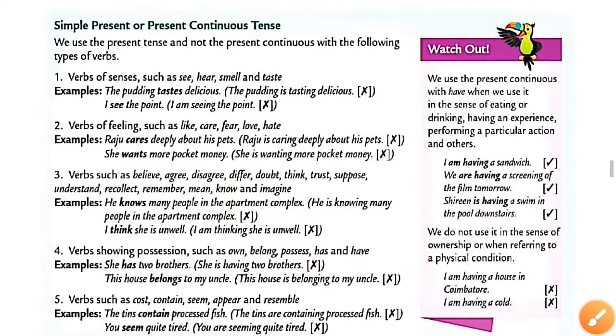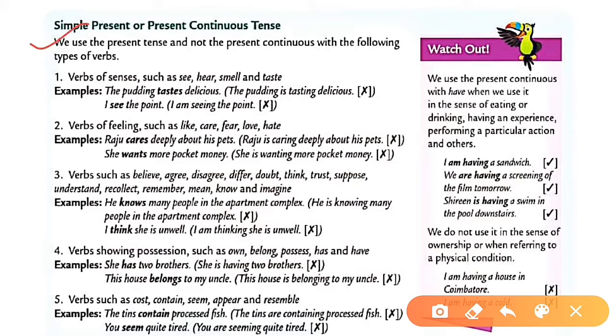Simple present or present continuous tense. We already discussed the difference between simple present and present continuous tense. Like verbs, first one, verbs of senses such as see, hear, smell and taste are based on simple present tense, not present continuous tense. Verbs of feeling such as like, care, fear, love and hate are also based on simple present tense. Verbs such as believe, agree, disagree, differ, doubt, trust, suppose, understand, recollect, remember, mean, know and imagine, right? These are also based on simple present tense. Verbs showing possession, such as own, or someone's belongings, are also simple present tense. Don't use present continuous tense like that.